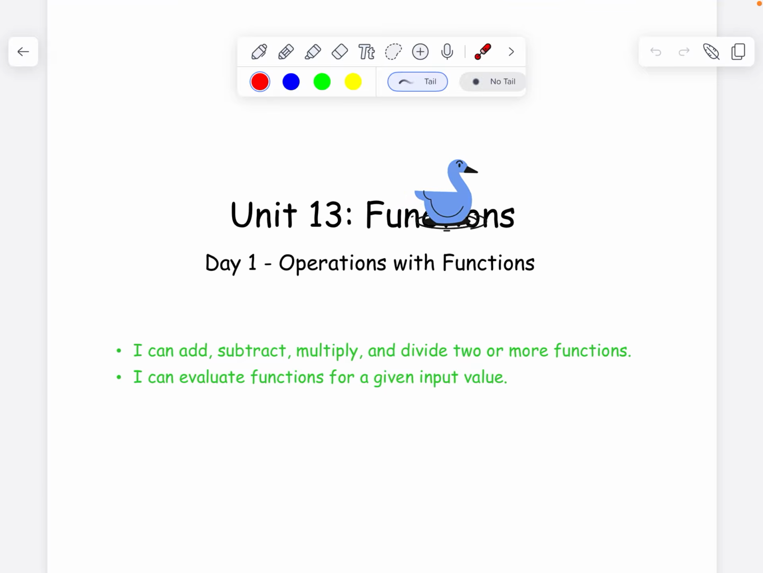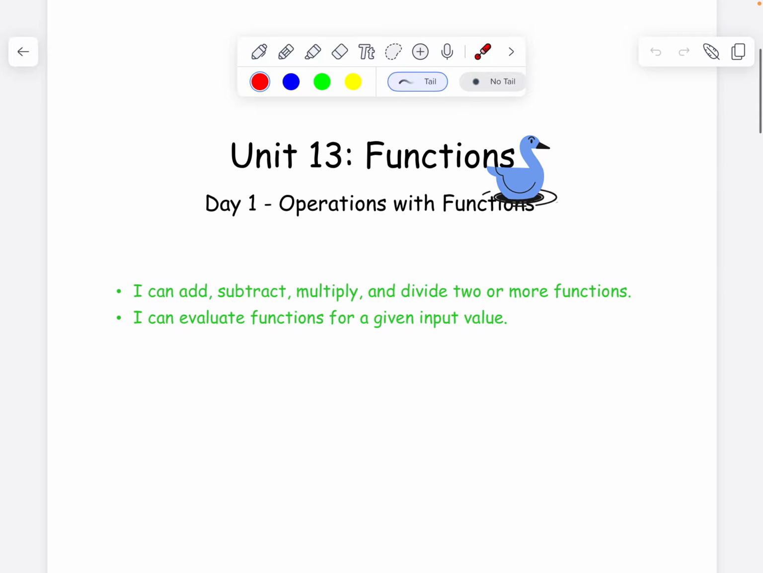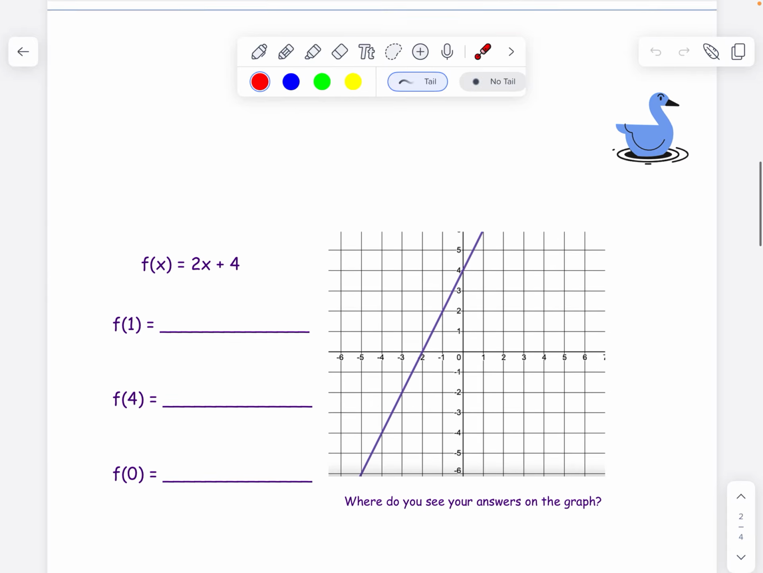All right, welcome everybody. Here we are, the beginning of Unit 13 with functions, the first day. We're going to learn those two green objectives today. And actually, I believe they're in opposite order of the way we're going to learn them. We're going to do this one first, evaluate functions for a given input value, and then we will add, subtract, multiply, and divide two or more functions together.